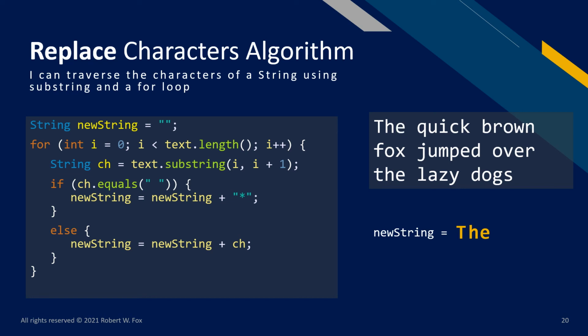But the fourth time through the loop, it's different, because the fourth time through the loop, we do extract a space, and since we extracted a space, we won't be doing the else, but we'll do the if, and the if says change new string, set it equal to what it was before, plus an asterisk. So in this way, we've replaced the space with the asterisk. And of course, the loop will continue, and every time it finds a space, it's going to add that asterisk. And by the time it's done, new string will contain the value that we want.